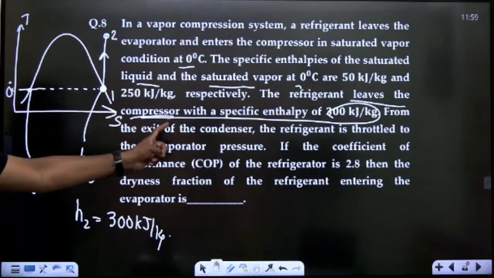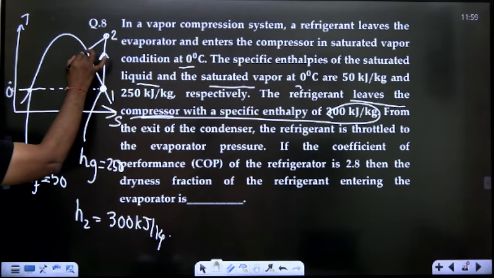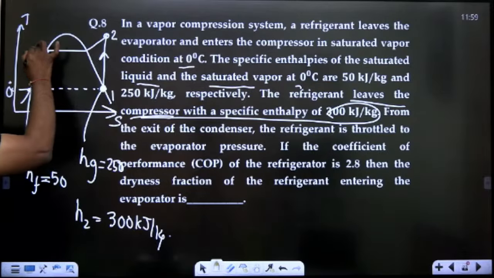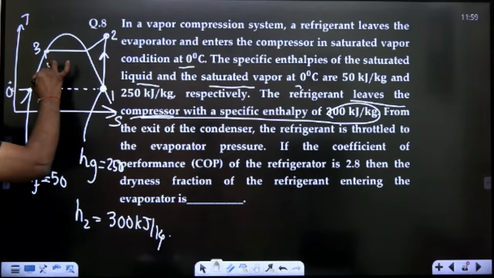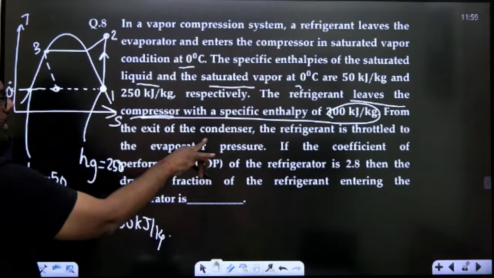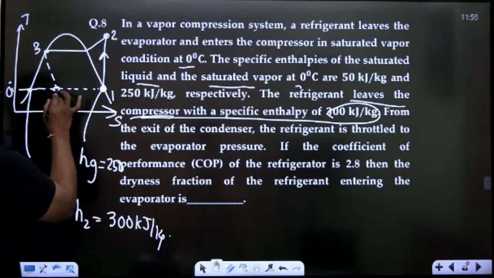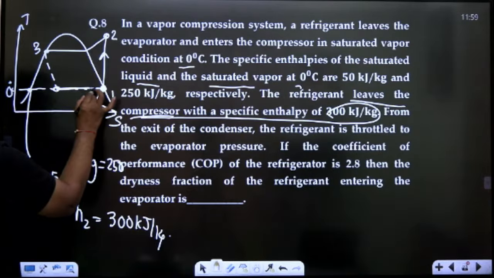The exit from the condenser is throttled to the evaporator pressure. Look, this is condensation, and from here it is throttled to the evaporator, and then evaporation. This is my cycle.